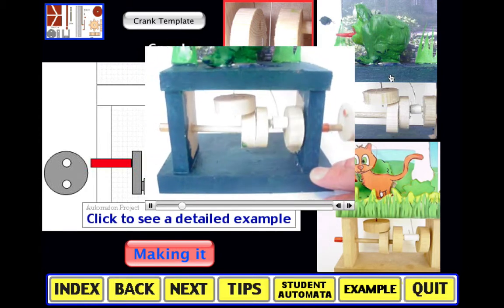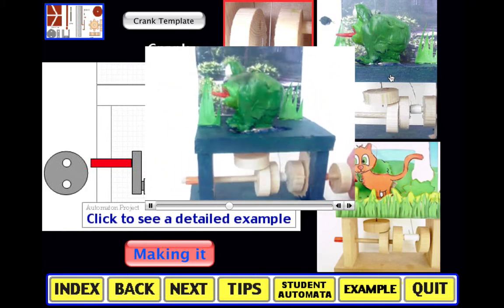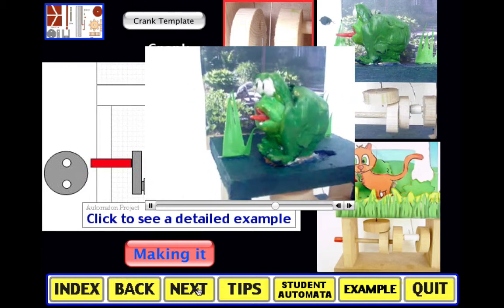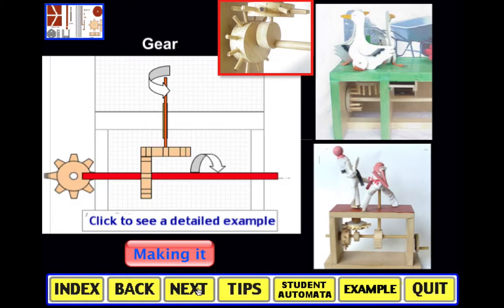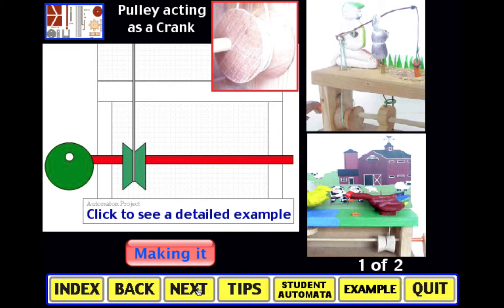This student used this mechanism to create this really interesting automaton frog trying to catch a fly. Piano wire that gets the tongue of the frog, makes it go in and out. Here we have one talking about gears. This uses a pulley, but it's drilled off centre, so it works as a crank. It's really interesting.